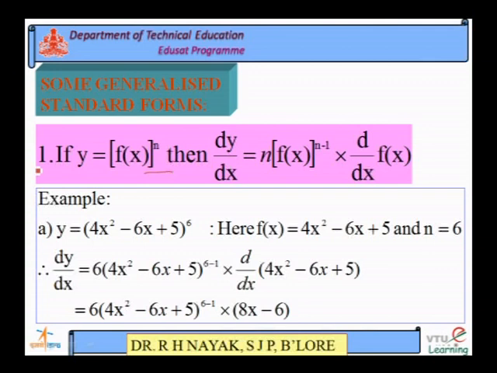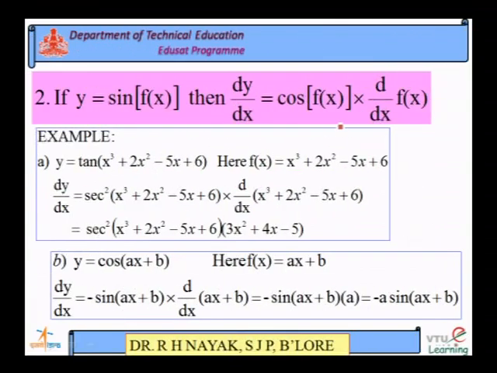According to the discussion held in the last class, I am just repeating the standard forms. You check the slide. The first standard form is y is equal to function to the power of n. This is differentiated using n into function to the power of n minus 1 into d by dx of function. As we know, x to the power of n has derivative n into x to the power of n minus 1. Here, function to the power of n has derivative n into function to the power of n minus 1 into d by dx of function.